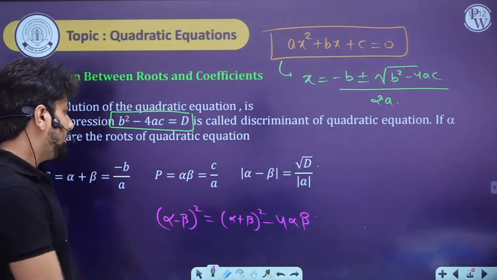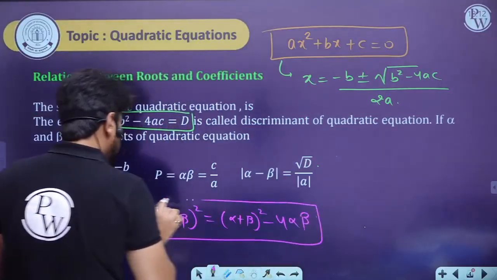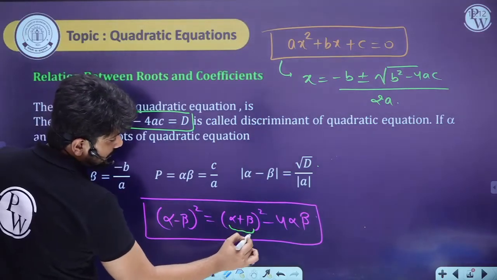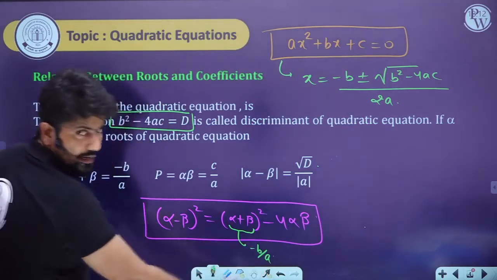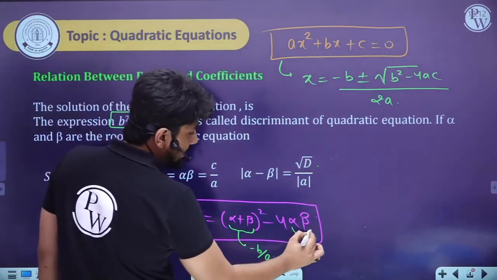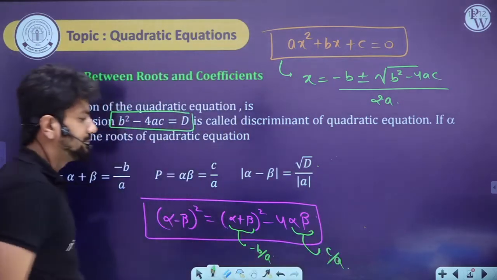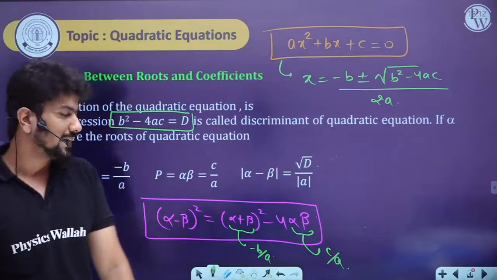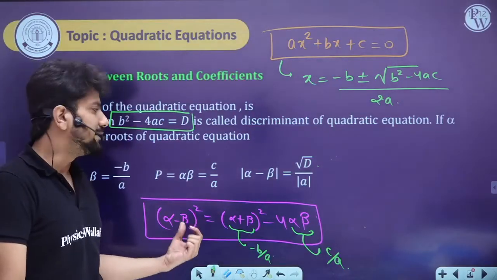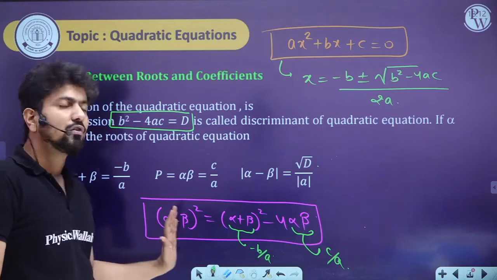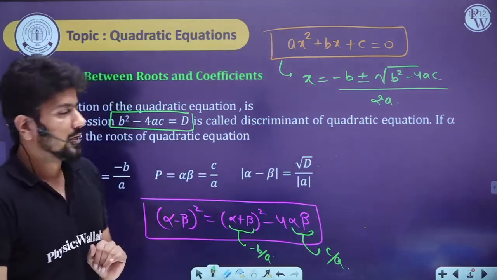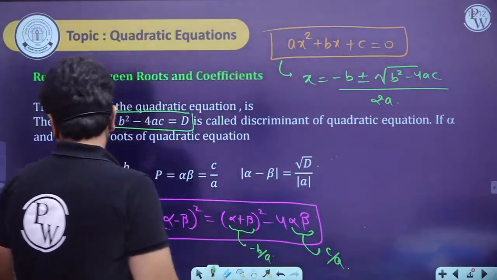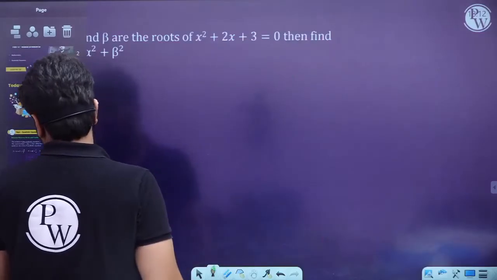So from this we derive the formula for alpha minus beta, because everyone knows that alpha plus beta is minus b by a, so I'm going to put its value as minus b upon a. Everybody knows that alpha beta is c by a, so I put the value for alpha beta as c upon a. From here I will get the value for alpha minus beta. So this formula is derived from this particular identity. So the value for difference of roots is equal to under root of D by modulus of a.